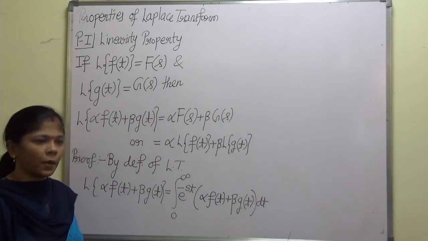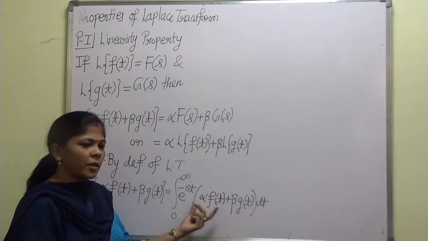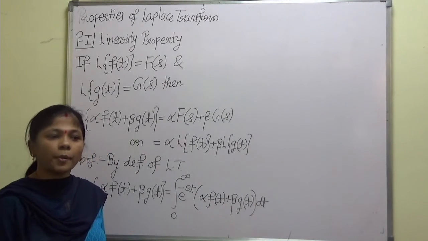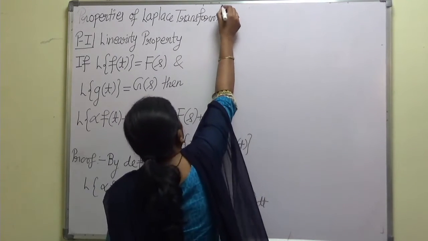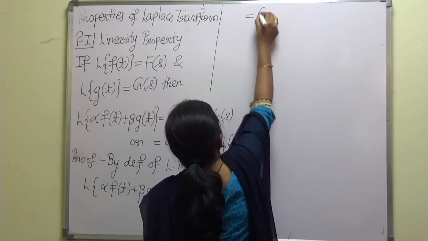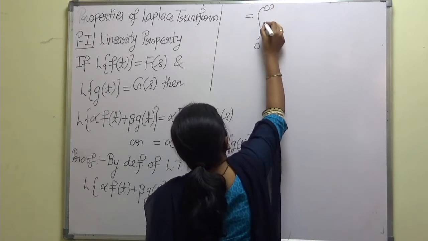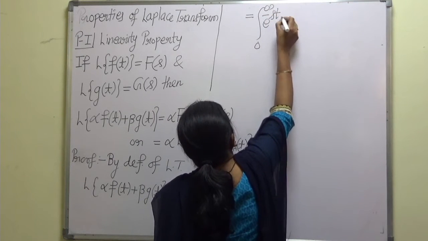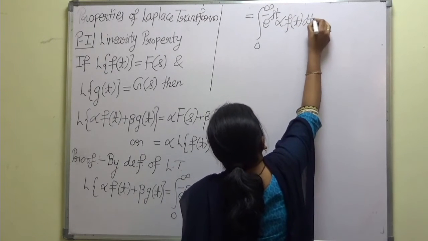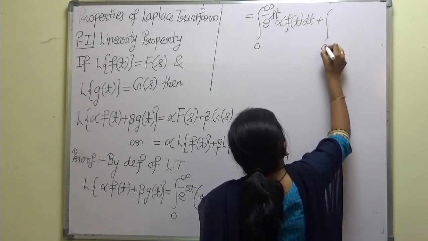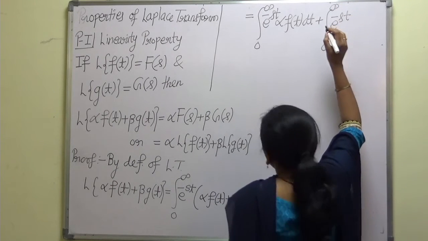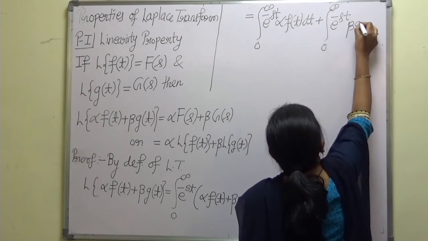Okay. Now what we can do? Here we have a number of terms in addition inside the integral, so we can apply the property of integral. So what we can do? We can simplify this as equal to integral 0 to infinity e raised to power minus st into alpha f of t dt plus integral 0 to infinity of e raised to power minus st into beta g of t.